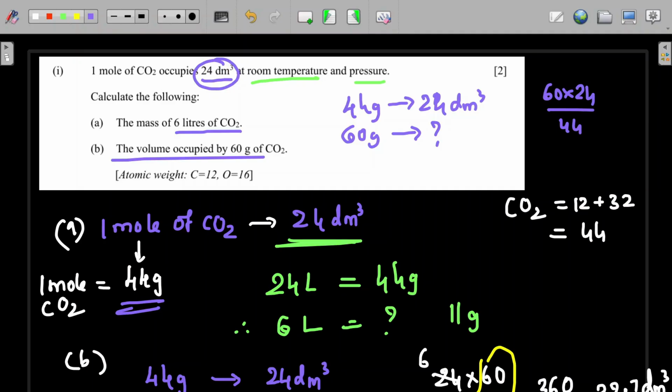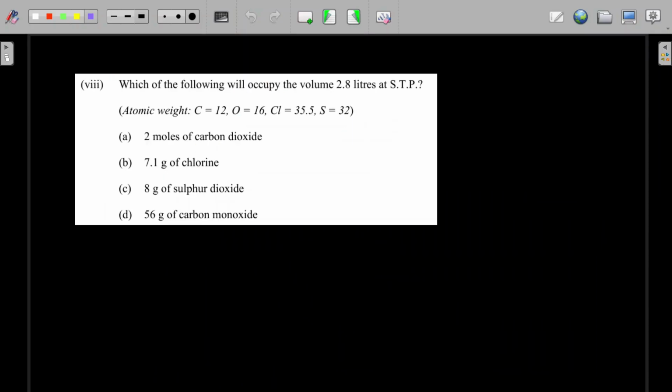See, in mole concept you don't have any big difficulties. If you know the relationships, then it is very simple. Only calculation error you may do. Otherwise, it should not be difficult. Okay, see here.